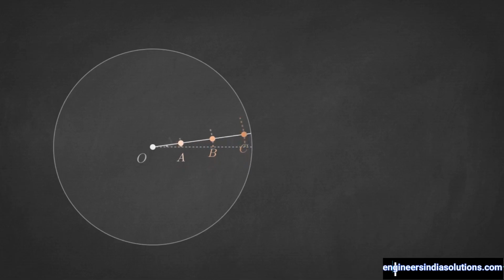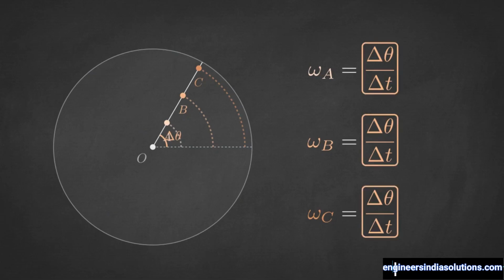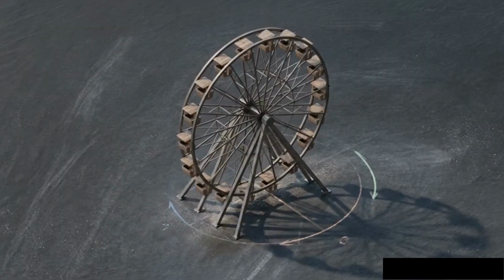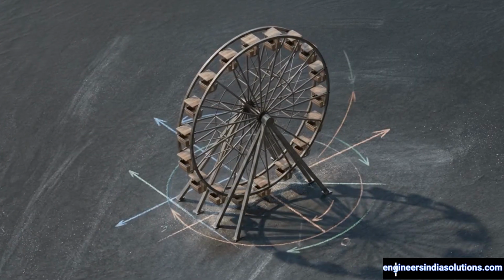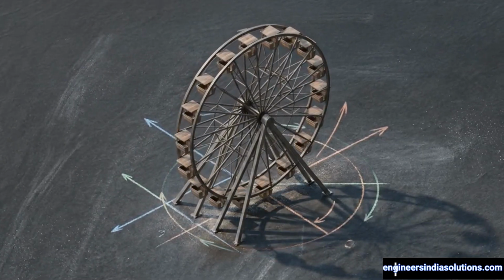Because their angular displacement is equal over time, their angular velocity, or omega, must also be identical for every point on the object. This shared angular movement is why a rotating rigid body is able to stay together as a single unit while it spins.